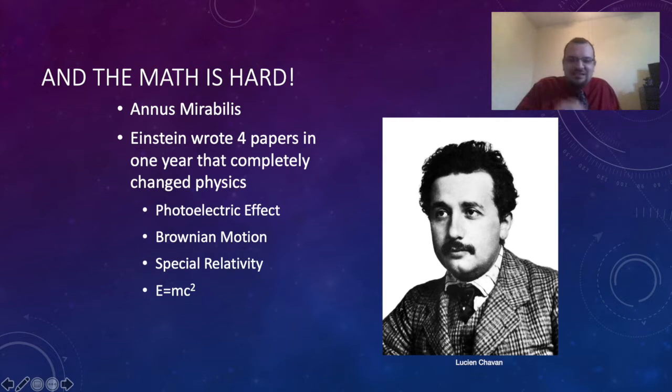So, this is Albert Einstein. He had the annus mirabilis, which is Latin for the miracle year. In this year, he wrote 4 papers that completely changed physics. And by that I mean each one of these papers completely changed physics. He came up with the photoelectric effect.